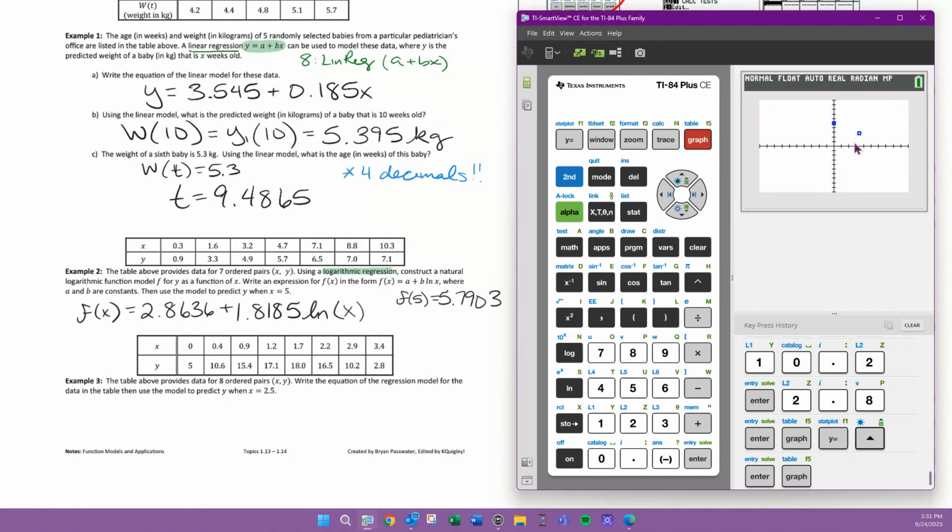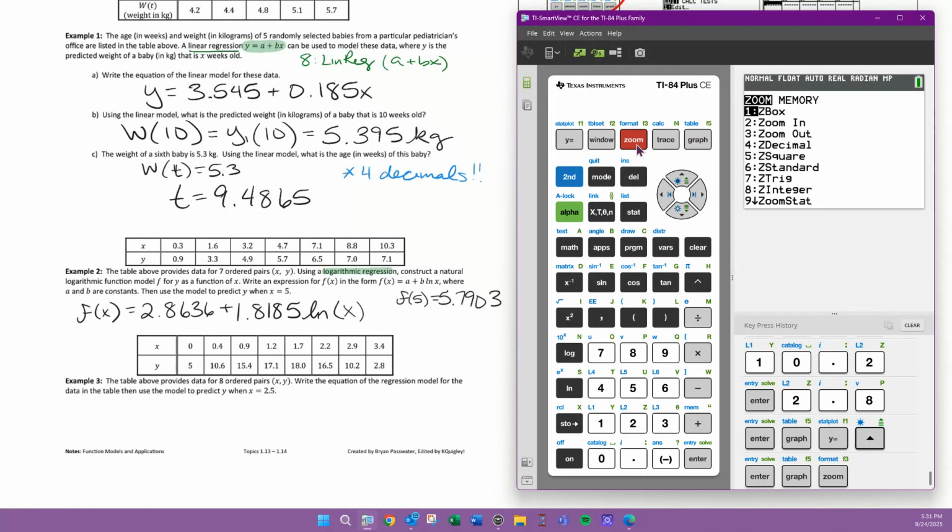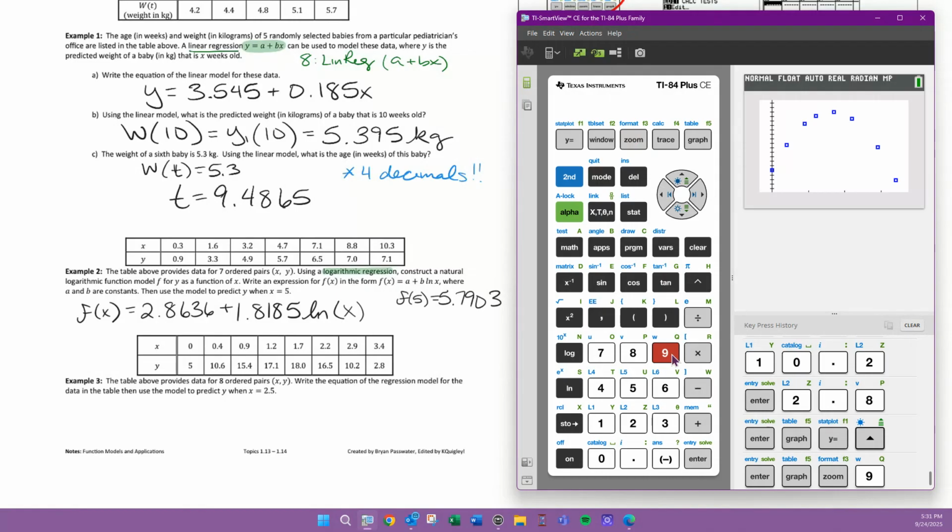Now, of course, this looks like nothing. I should have 1, 2, 3, 4, 5, 6, 7, 8 coordinate points on my screen, and I only have 2. On Desmos, if you were doing this, you'd just pinch and zoom however you wanted. However, to zoom appropriately for our data, that is statistics, we press the zoom button and then option 9, which is zoom stat. Look at this graph.